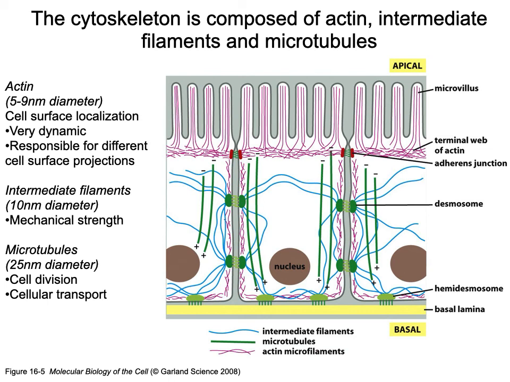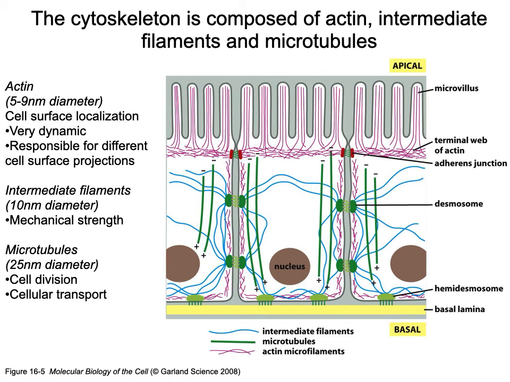Okay. And then we have our intermediate filaments. These are in between actin and microtubules in size. So the way to remember, if I were to ask you which is the smallest, which is the largest, and which falls in between: intermediate filaments were given the name because they are in between the size of actin and microtubules. They're about 10 nanometers in diameter.